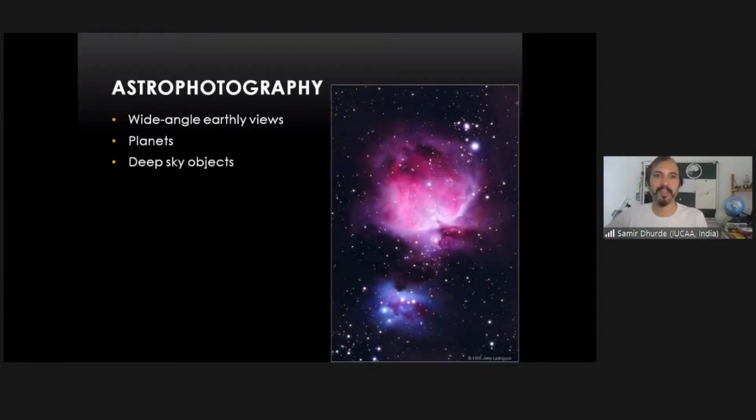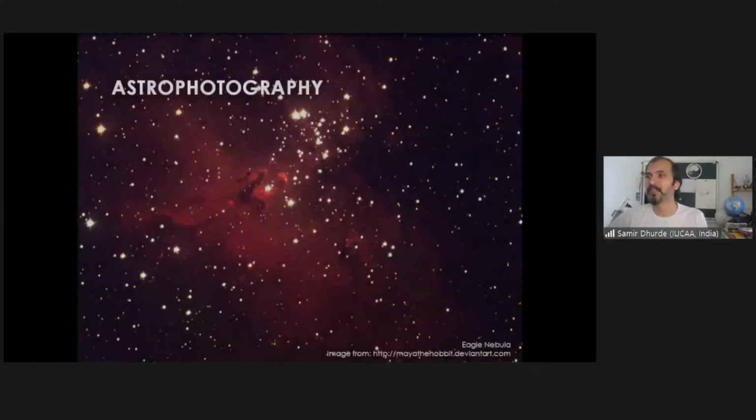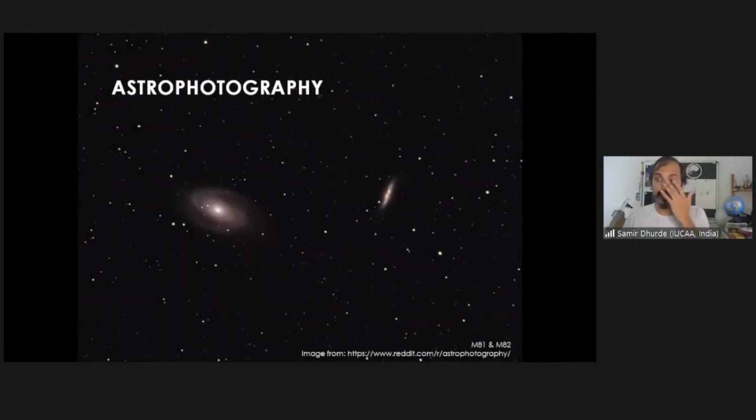You can go for deep sky objects like the Orion Nebula, which is always breathtaking, and the Eagle Nebula. There are many such objects. There are galaxies which you can photograph. This is M81 and M82. You know the importance of M82 now: the first black hole to be imaged. So that's something which you can also catch in your camera. Of course, you can't catch the black hole, which is a very, very tiny part of this huge galaxy.